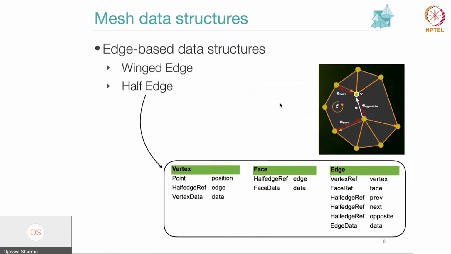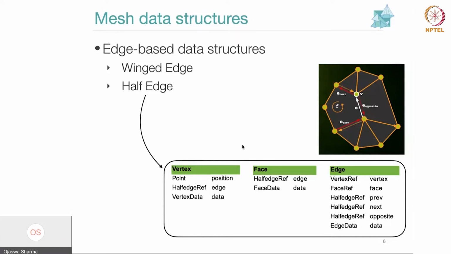But what I'm coming to is an edge-based data structure, and there are two prime candidates here. One is known as a winged edge data structure, and there is a more recent one which is known as the half edge data structure, which is the de facto standard when you want to do mesh processing. So you have a mesh represented in terms of a vertex, face, and edge. Edges are central to this data structure. That's why it is known as a half edge. And what you do is that you don't store an edge as an edge. You split an edge into two half edges.